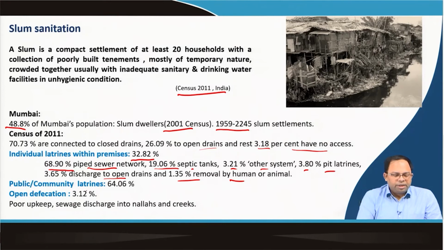Public and community toilets: the rest, 64% of the population who don't have individual toilets, use public or community toilets, and 3.12% were found to defecate in the open. And so, this actually results in sewage discharge into nalas and creeks. This is pretty common, as we were discussing. So, these are some of the issues that we see in slums.